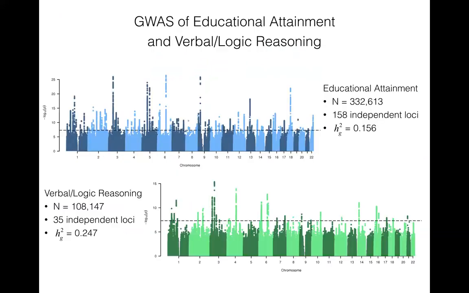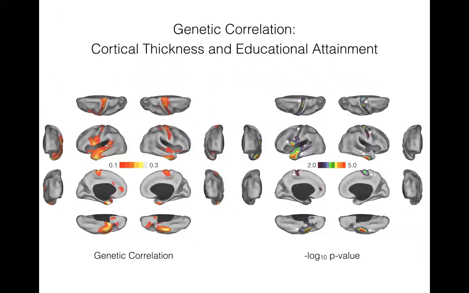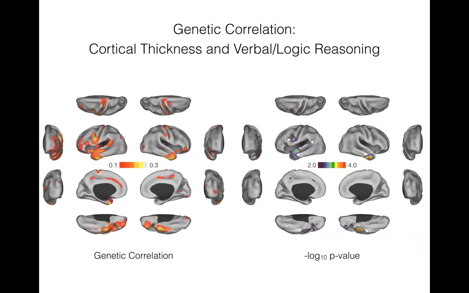We also repeated the same analysis with verbal logic reasoning in the UK Biobank. So this is a phenotype that is highly genetically correlated with education, but it has a smaller sample size in the UK Biobank. So it's less statistically powerful, but we generally see the same pattern where the motor regions and superior temporal cortex show strong genetic correlation. So this might suggest that these morphological features in these brain regions might share some genetic origins with the cognitive ability.